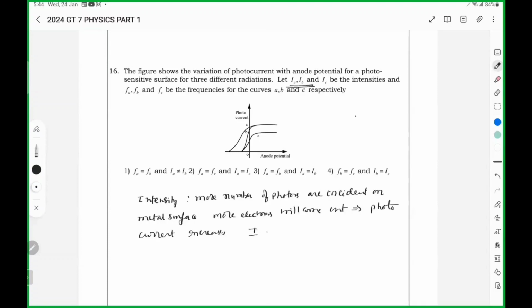That means intensity increases, which implies photocurrent is proportional to intensity, keeping frequency fixed.